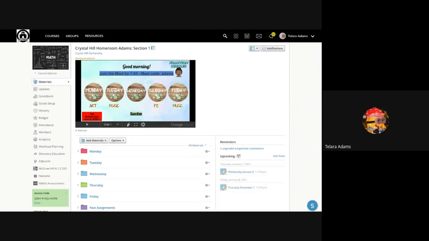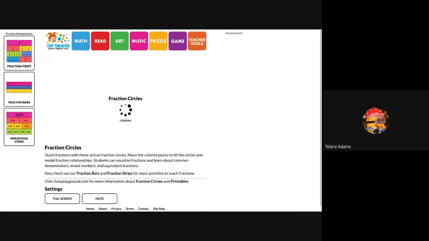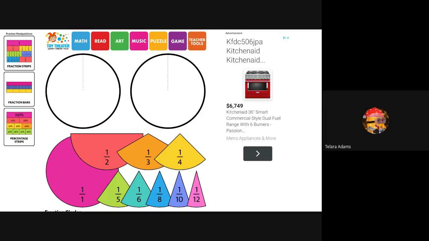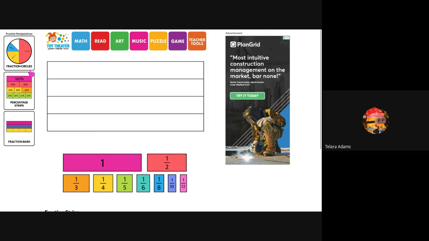Remember those fraction circles? If you don't, no worries. Go right back to your Schoology and click on Mrs. Adams where it says fraction circles. When you click fraction circles, it takes you straight to a fraction circles page. Remember, you can use the circles or you can click on the left and use the strips. Completely up to you. I'm going to stick to the strips for this first example.